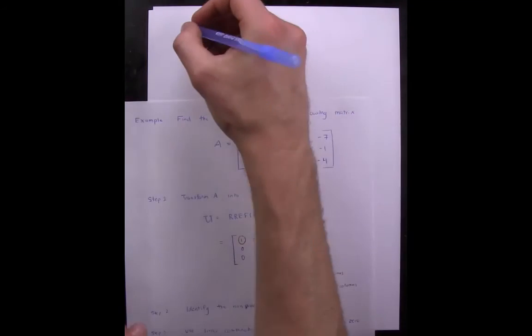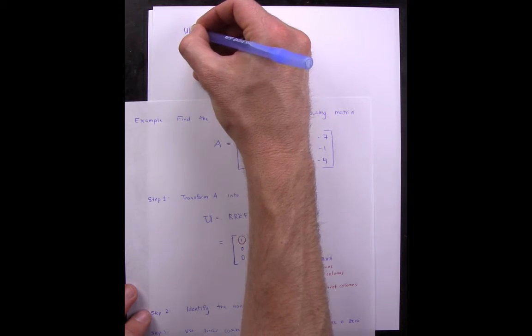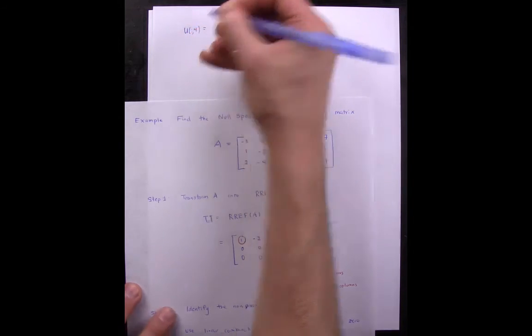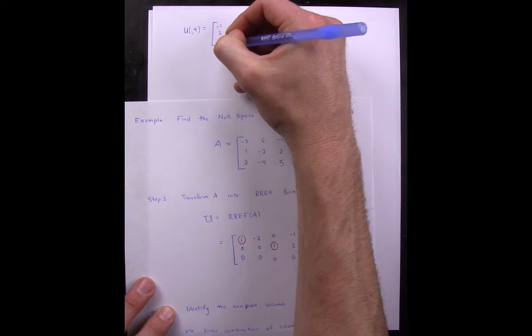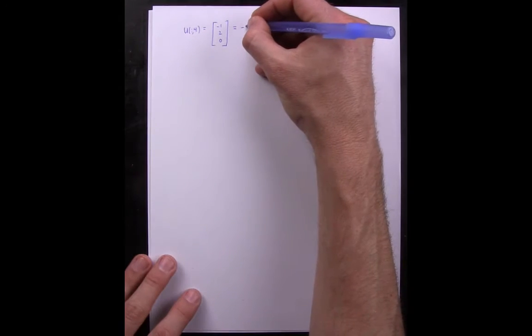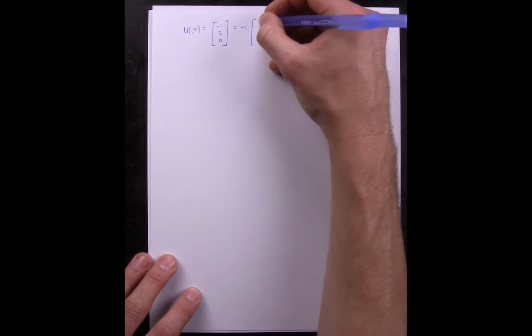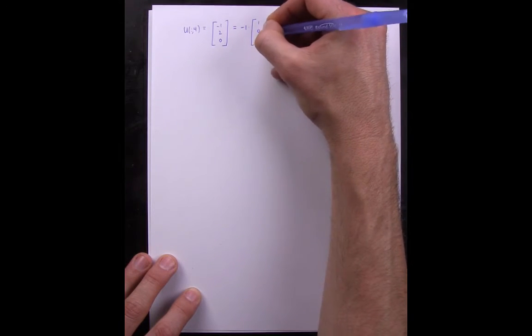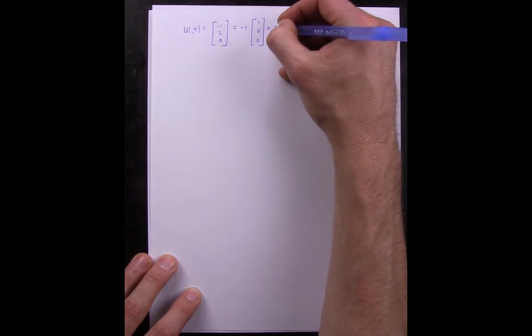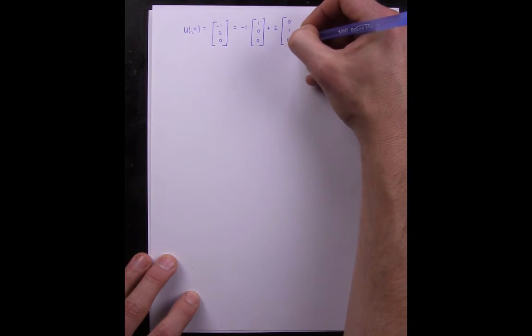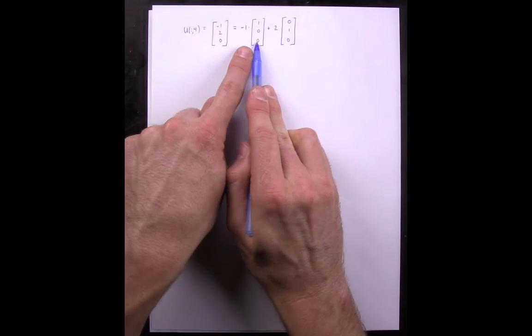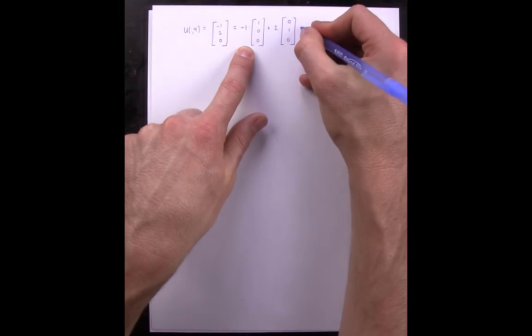So we see that U4 is given by -1, 2, 0, and we can write this as a linear combination of our pivot columns. In this case, it's going to be -1 times 1, 0, 0, and then I'm going to add 2 times 0, 1, 0. We can recognize each of these as exactly our pivot columns.